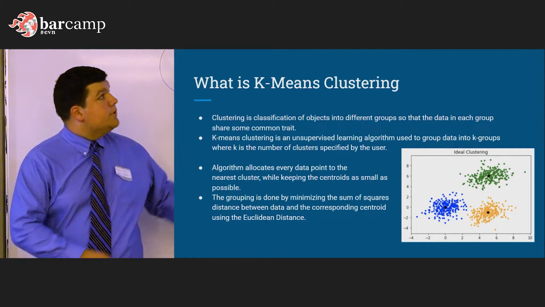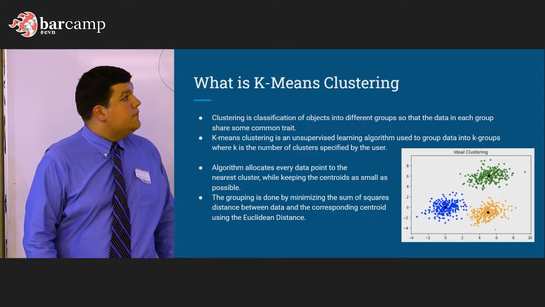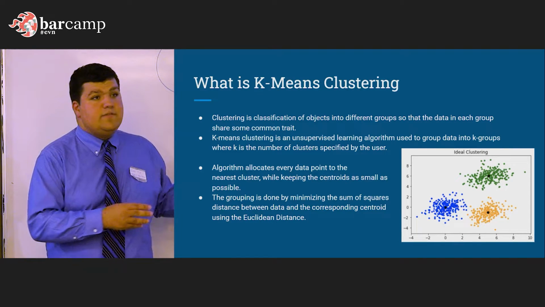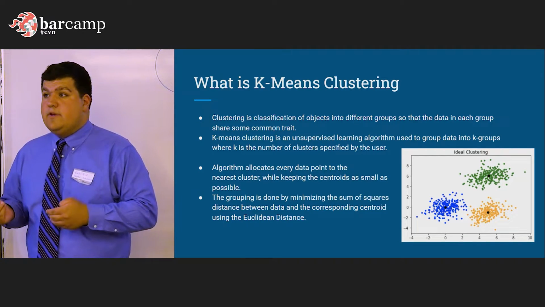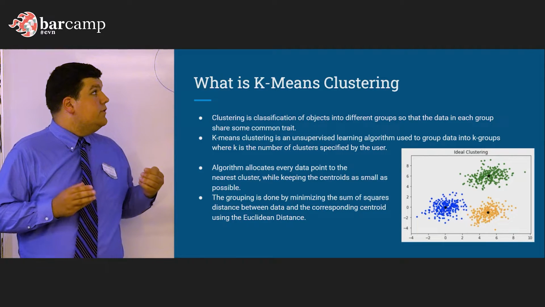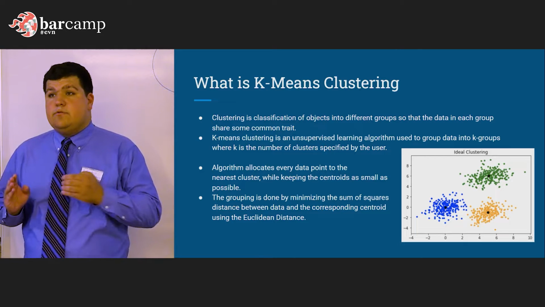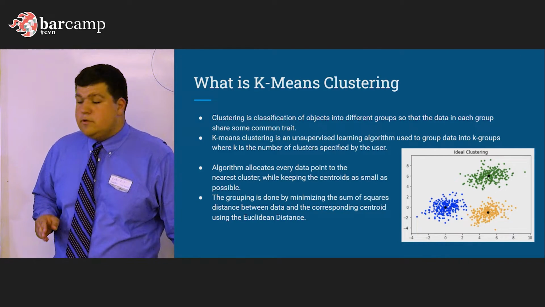So for example, we're going to see an ideal clustering in the bottom right-hand screen. Each of the colors is a different cluster, because ideally, based on these data coordinates, we are going to assign it 3 clusters. And in order to do this, we look at the sum of squares distance and try to minimize it through the usage of the Euclidean distance formula.